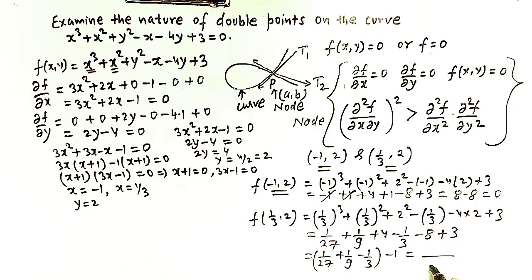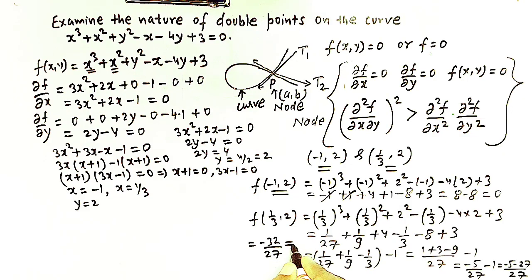So here we can take the LCM. So we have 1, then we have 3, then we have 9, and here we have minus 1. So this is 4 minus 9 is minus 5 over 27. Then we have minus 1. So this is minus 5 minus 27 over 27. So that is minus 32 over 27, and this is not equal to 0, right? So here we see that f of minus 1 comma 2 is equal to 0.